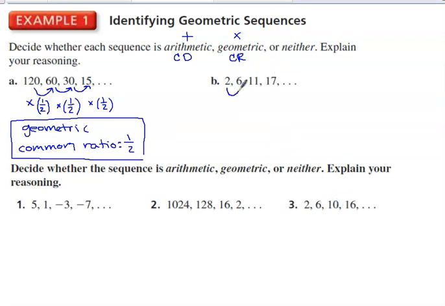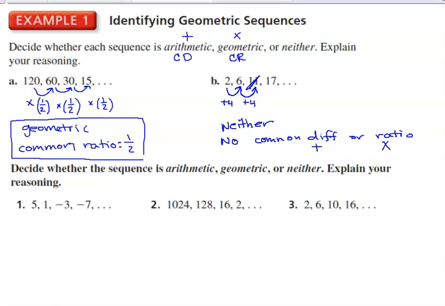Arithmetic says getting from 2 to 6, I would need to add. So I would add 4. So starting at 6, if this is arithmetic, then I would add 4 again. But when I add 4, I don't get to 11. I would get to 10. So this is neither geometric nor arithmetic because there is no common difference or ratio. There's nothing that we add or subtract that's a common difference, or there's no number that we multiply to get from one term to the next in our sequence.